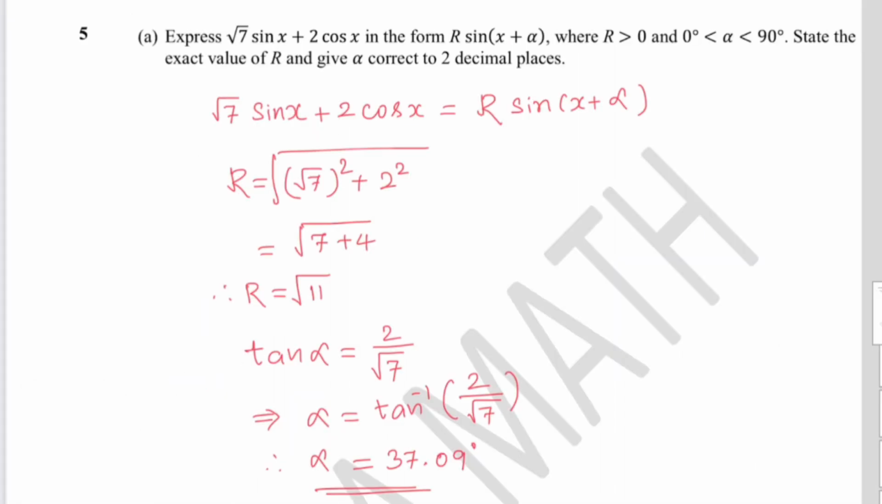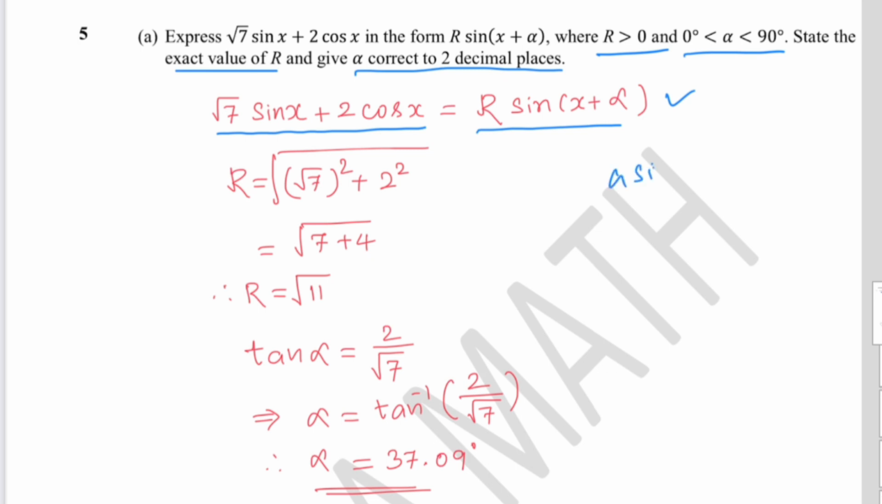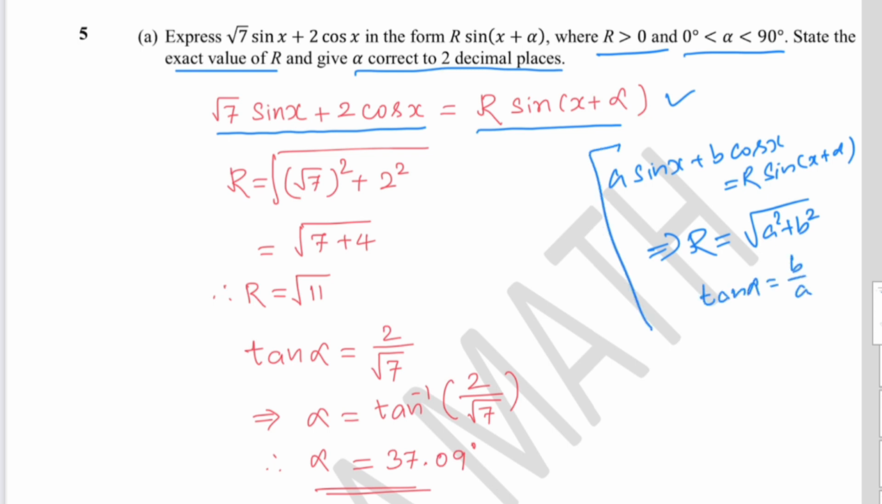5. Read the question. Express root 7 sin x plus 2 cos x in the form r times sin of x plus alpha, where r is greater than 0 and alpha lies between 0 and 90. State the exact value of r and give alpha correct to 2 decimal places. So the given expression, root 7 sin x plus 2 cos x, is equal to r times sin of x plus alpha. We need to find r and alpha. When you compare with the general form, a sin x plus b cos x is equal to r times sin of x plus alpha, we get r is equal to root of a squared plus b squared, and tan alpha is given by b over a. We can use this result here.